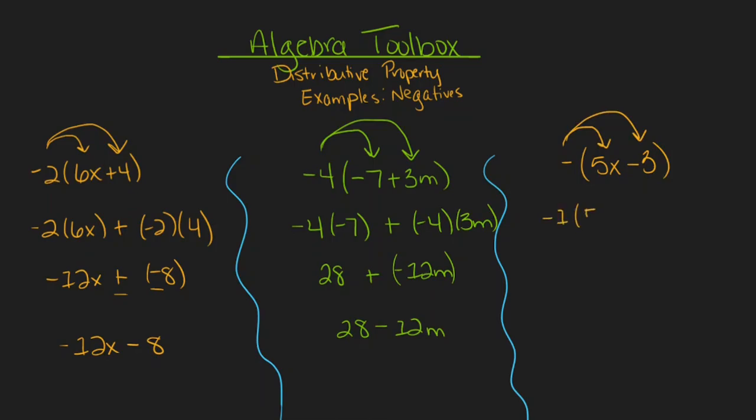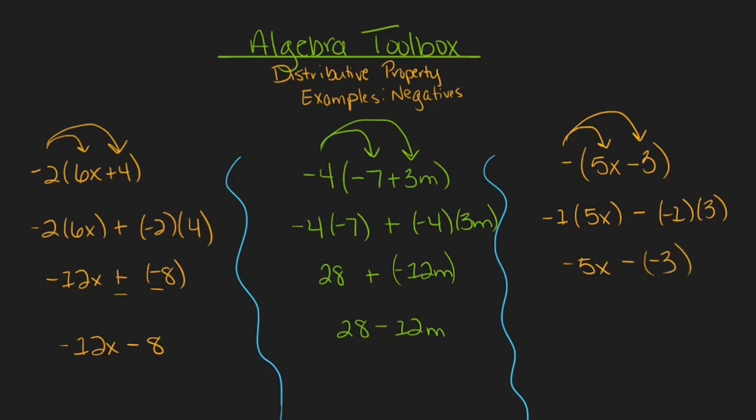negative 1 times the value 5x. I'll bring down my subtraction symbol, and then negative 1 times the value of 3. Well, negative 1 times 5x would give me negative 5x. I'll bring down my subtraction symbol again, and then negative 1 times 3 would give me negative 3.